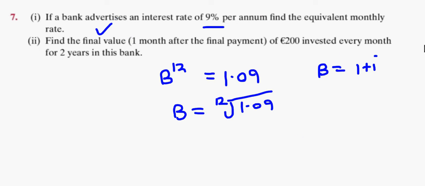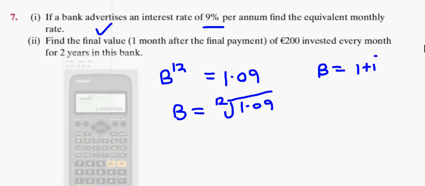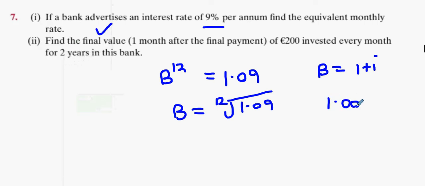Just out of interest though, you do need it at the start. What is it? It's 1.00729, isn't it? So what does that make it? 0.729%. Is that okay?